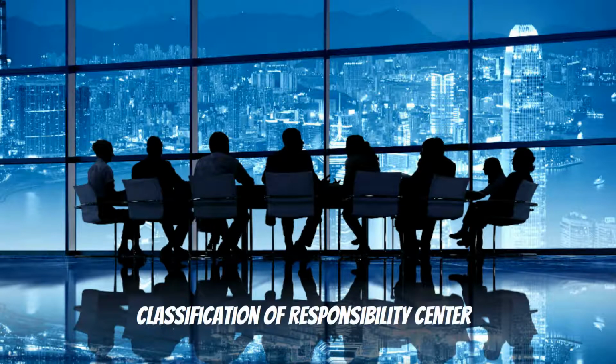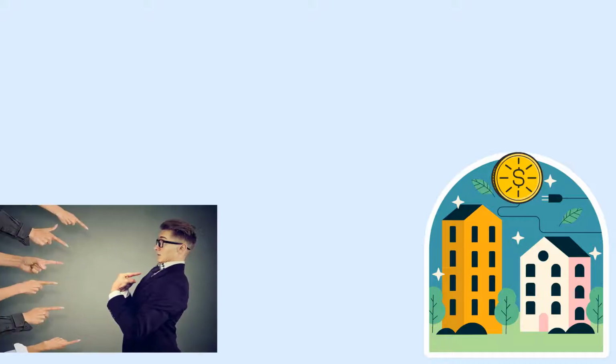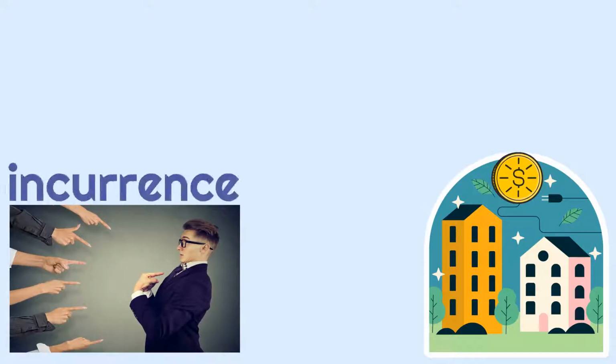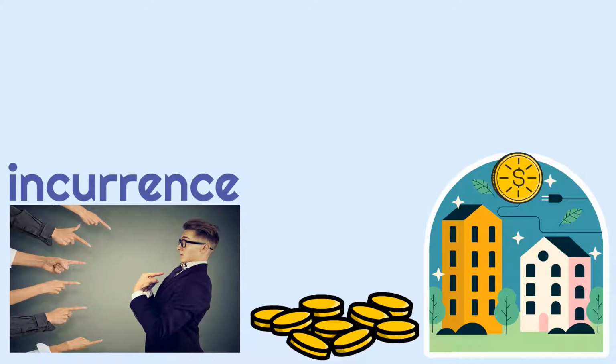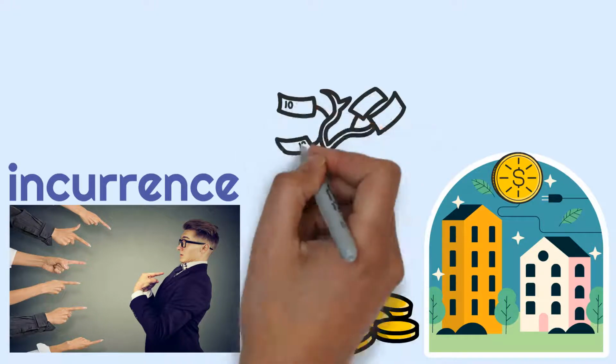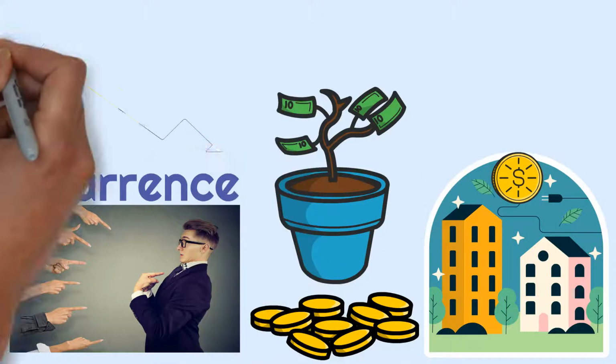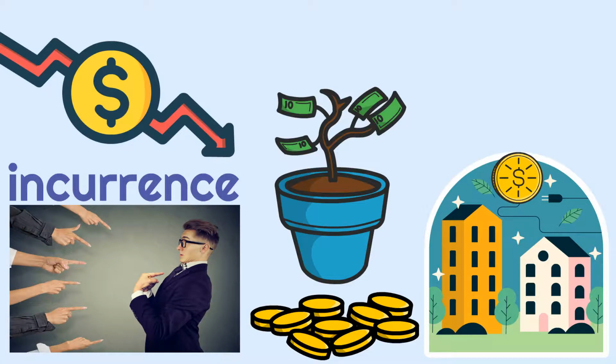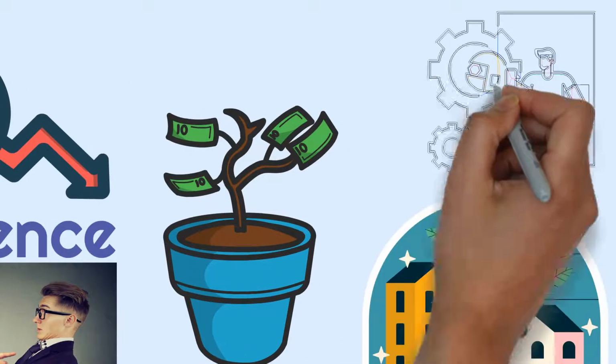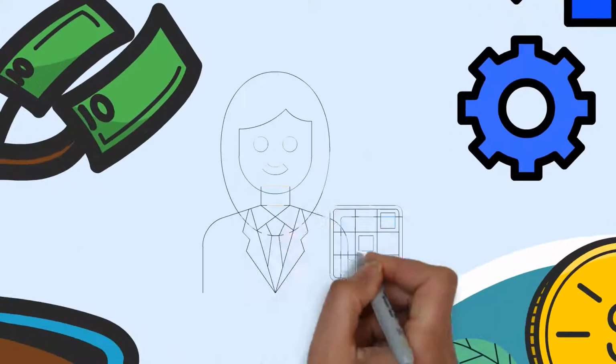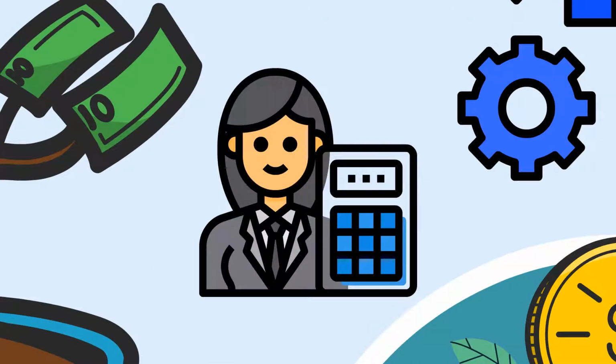Classification of the responsibility center. A. Cost center. A cost center is responsible for only the incurrence of costs. A cost center does not earn any revenue and therefore generates no profit. An equipment maintenance department or an internal accounting department is an example of a cost center.